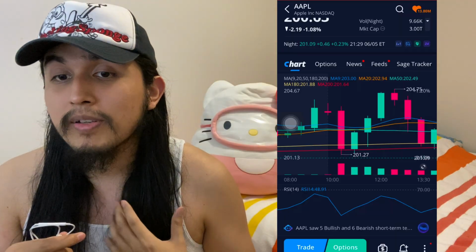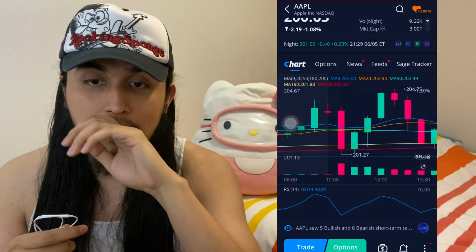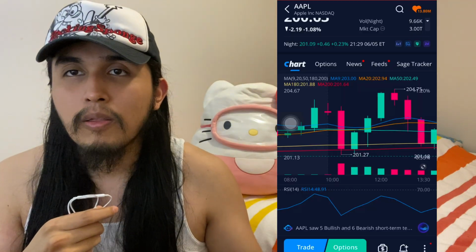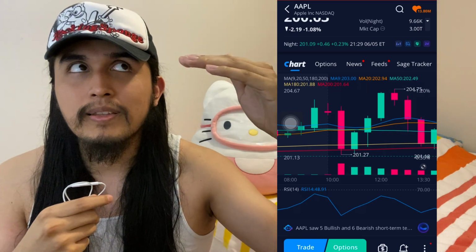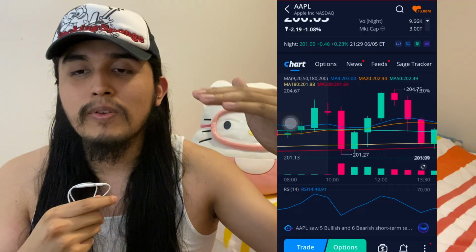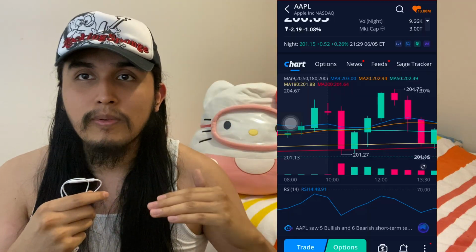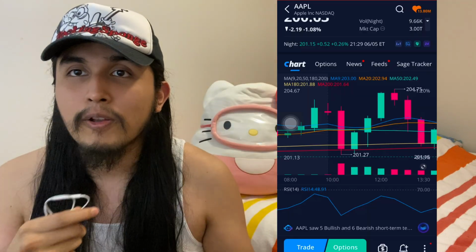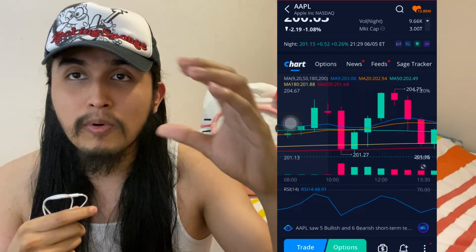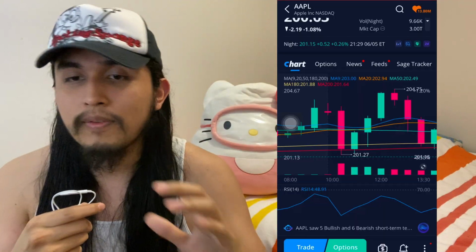But for me personally, I've been using this strategy of using the moving averages and dollar cost averaging along the way. As long as that stock decides to fall to the other moving averages below, I'll try to dollar cost average, or basically buy more call options if I'm playing call options.